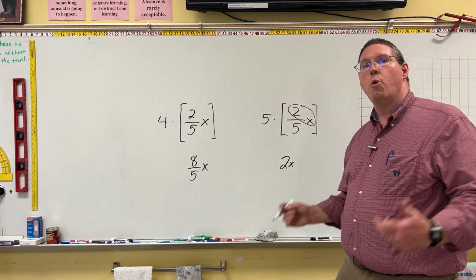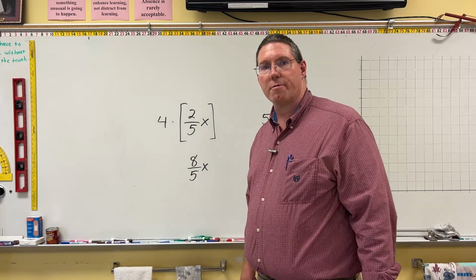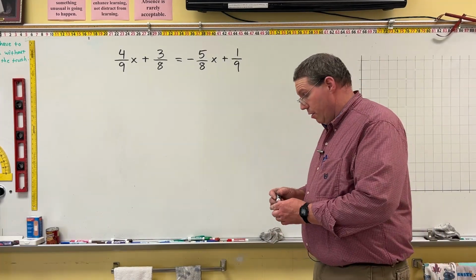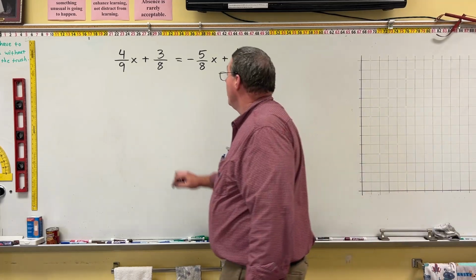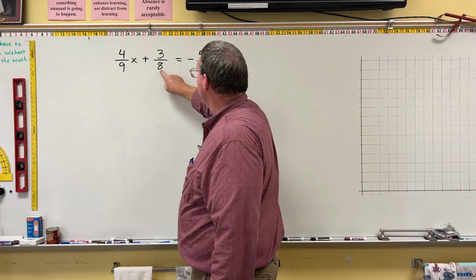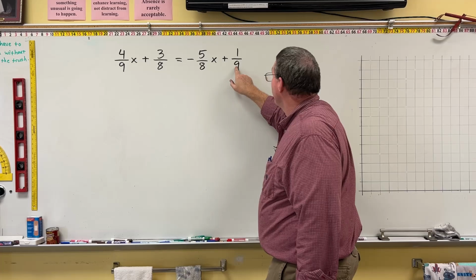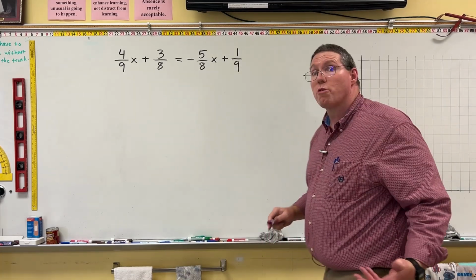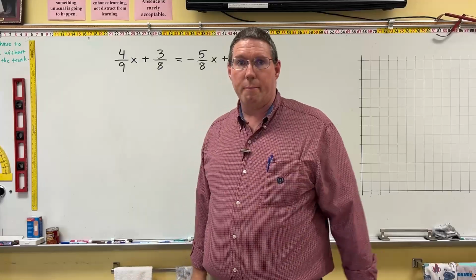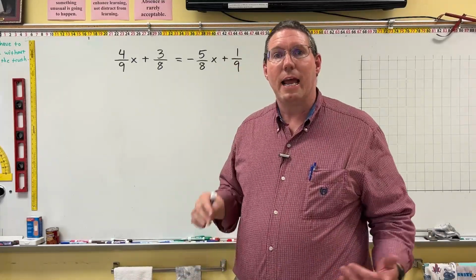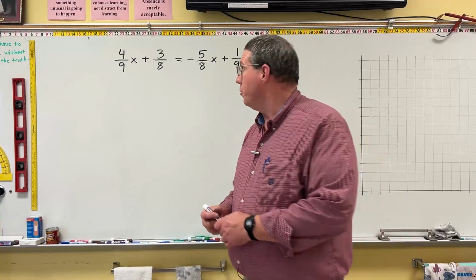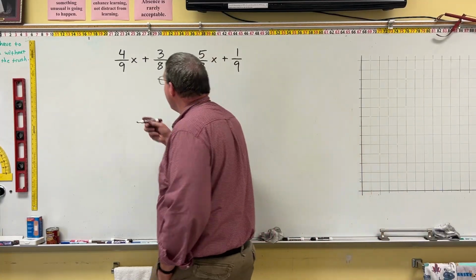Now let's try an equation that includes fractions. As you can see, there are fractions everywhere, okay? So what we're going to do is this. We have a denominator of 9 and a denominator of 8. So those are the numbers we're going to multiply by. We're going to multiply by 8 and we're going to multiply by 9. It doesn't matter which one you do first, okay? And here's how I do it.